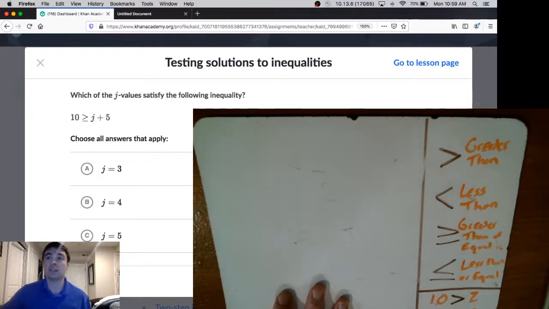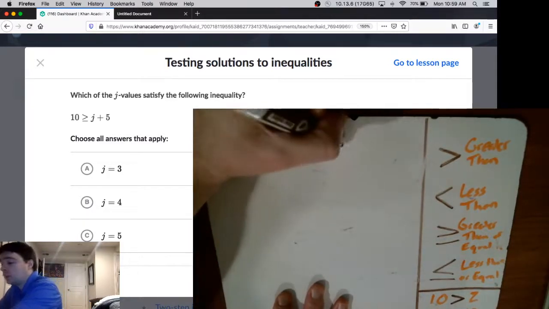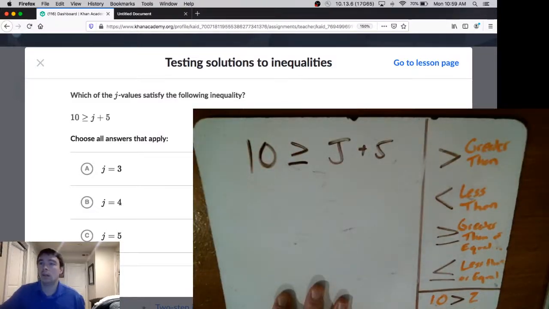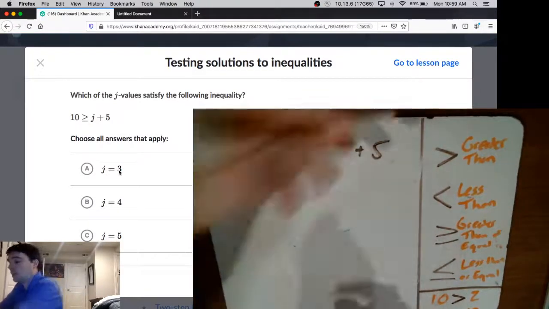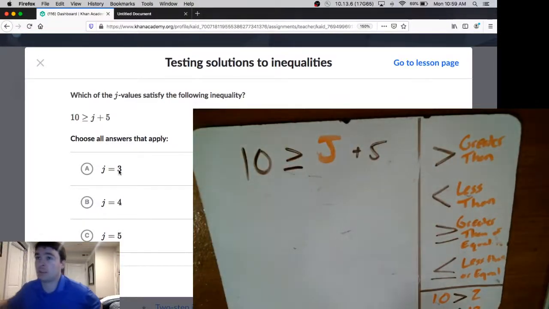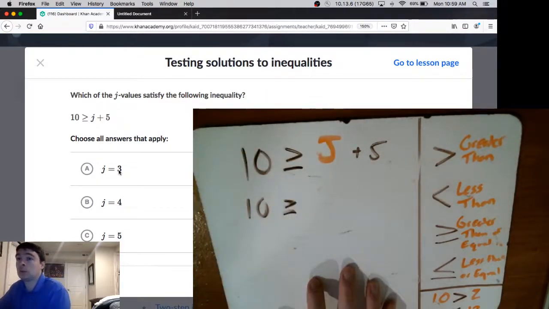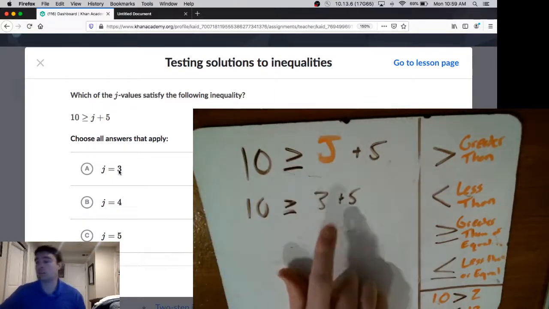So the next one we see here, it says 10 needs to be greater than or equal in value to whatever j plus 5 makes. So the first answer I'm going to test, it says j needs to be equal to 3. So I'm going to plug a 3 into this equation. The j, which I'm going to put into a different color, is going to be getting replaced each time, and this time I'm plugging in a 3 for it to test the first answer. So it says 10 is greater than or equal to 3 plus 5, because that's what I'm plugging in for j to test the first solution.